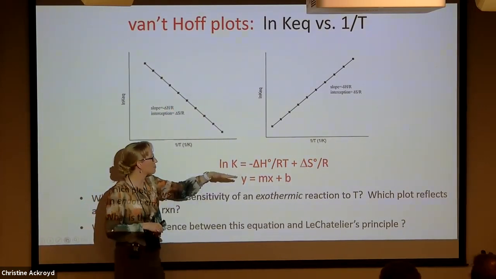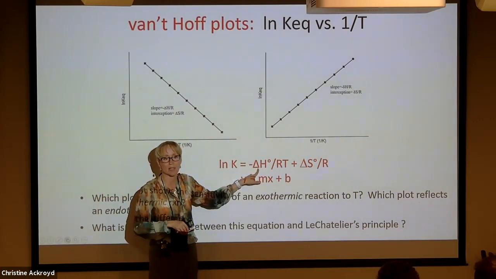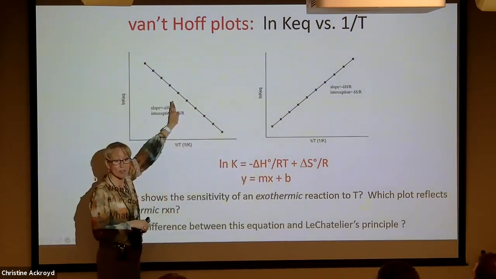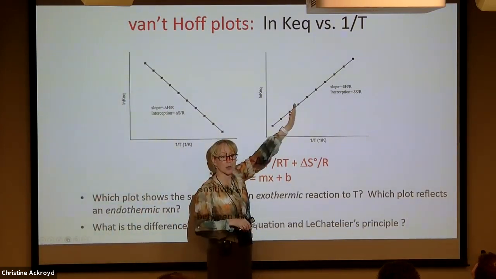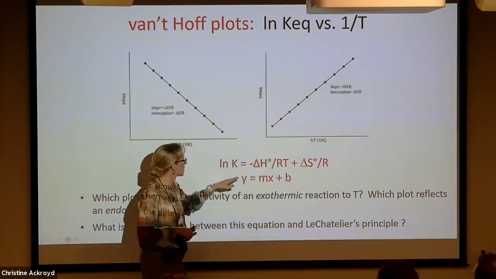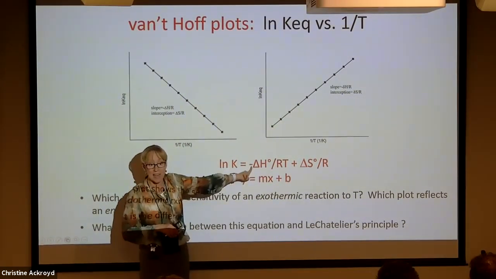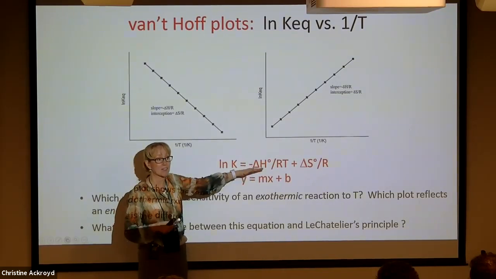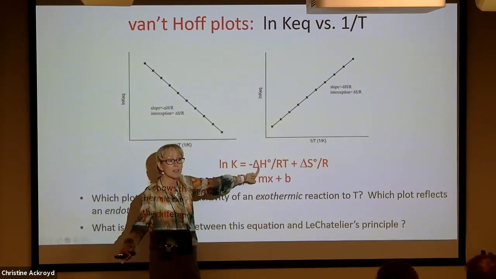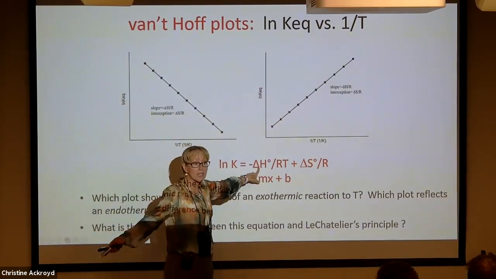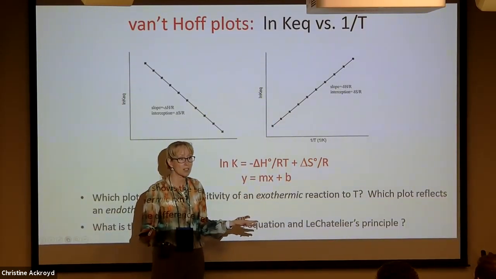Negative slope means minus delta H over R has to be negative. So what does the sign of delta H have to be? Positive. So this is an endothermic reaction. Okay, this one has a positive slope. The only way to get a positive slope is to have a negative delta H naught value to multiply by the negative. Negative times negative gives a positive. So if I have a positive slope, I know that delta H naught has to be negative. So that's exothermic, right? So what happens in an exothermic reaction when you raise the temperature?